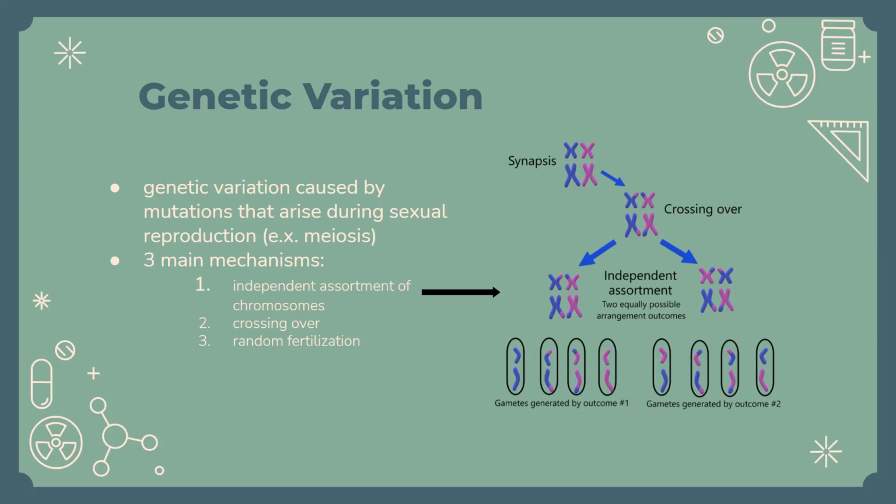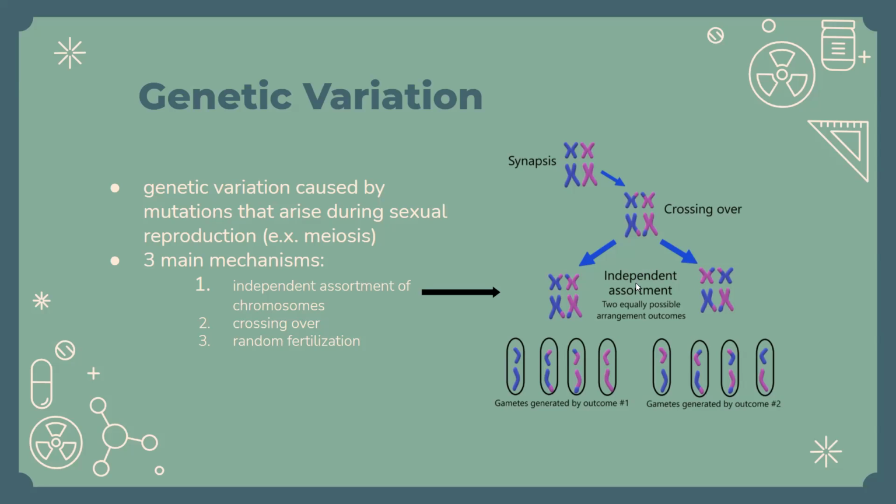And 2, during prophase 1, you'll see crossing over between two non-sister chromatids. So this basically causes more genetic variation because, of course, they weren't from the same chromosome. And finally, independent assortment of chromosomes will also add to the genetic variation.